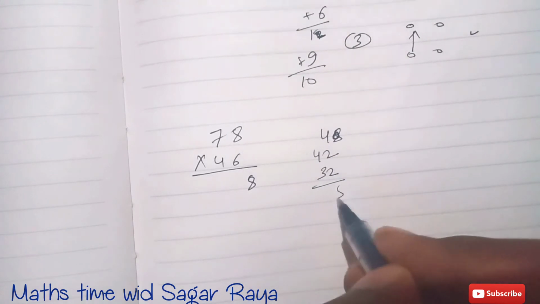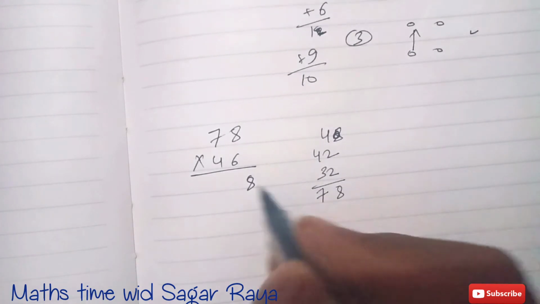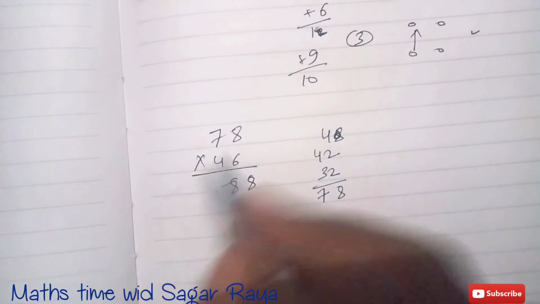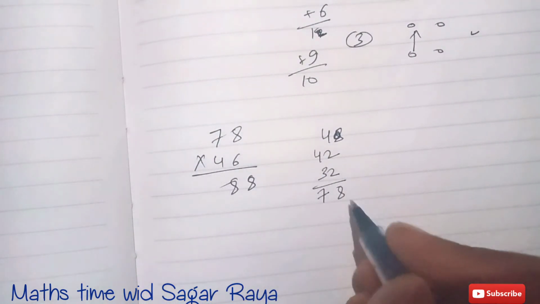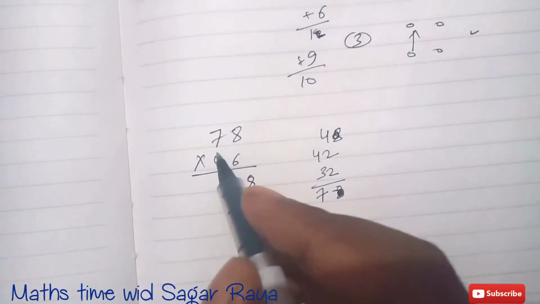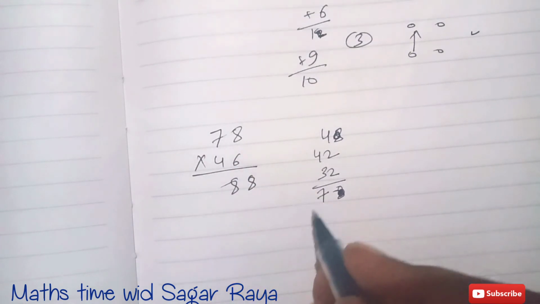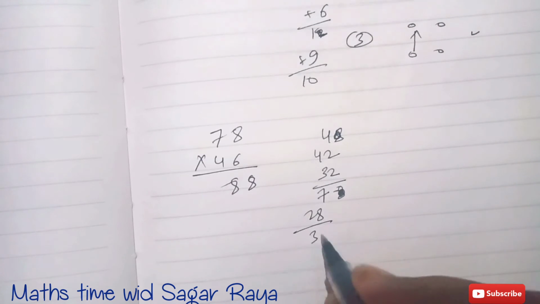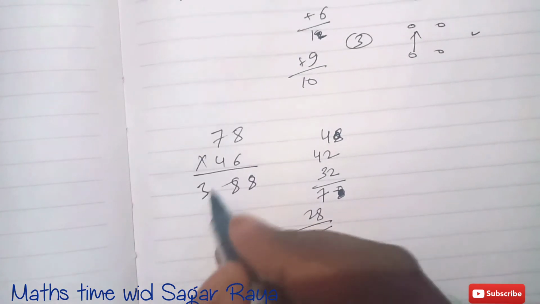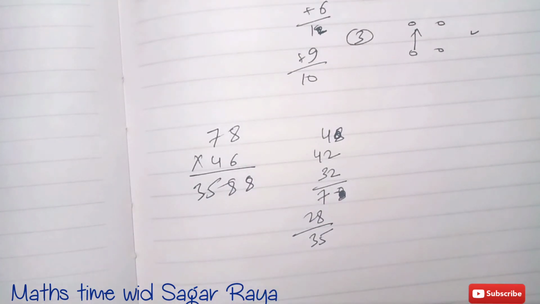Let's add, it becomes 74. Wait, as stated: it becomes 78. When there comes 78, just write down 8 and carry 7. Now the third step: 4 7s are 28. So 28 plus 7 is 35. So your answer is 3588.